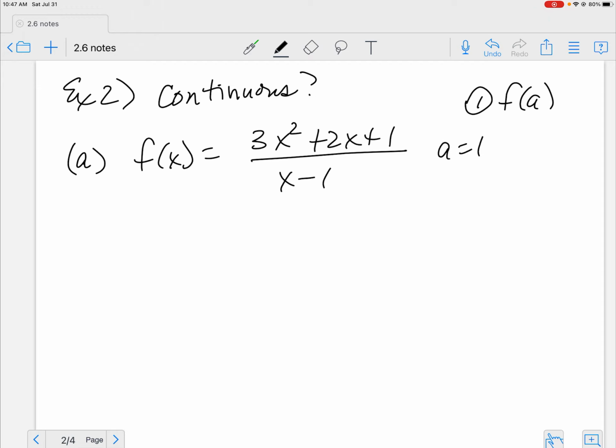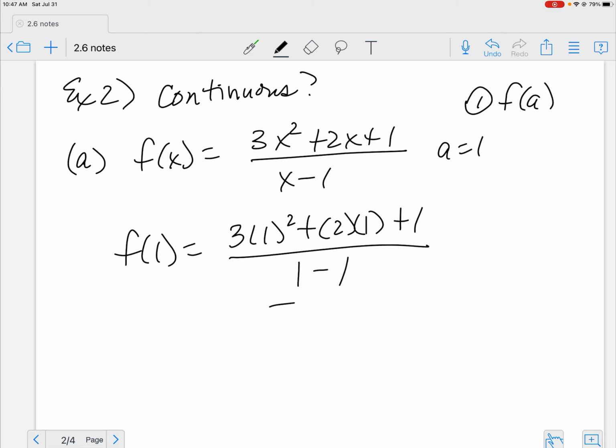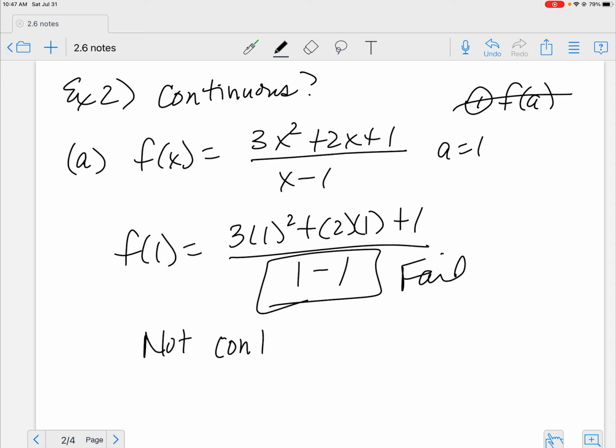When a is 1, what happens whenever I plug this 1 in? Exactly. So I've got 3 times 1 squared plus 2 times 1, I'll just put them both in parentheses, plus 1 over 1 minus 1. Fail. Right? As soon as the first criteria fails, then you're finished. If you make it through the first criteria, then you go on to the next ones. So automatic fail. So no, this is not continuous because it's undefined at 1, right?